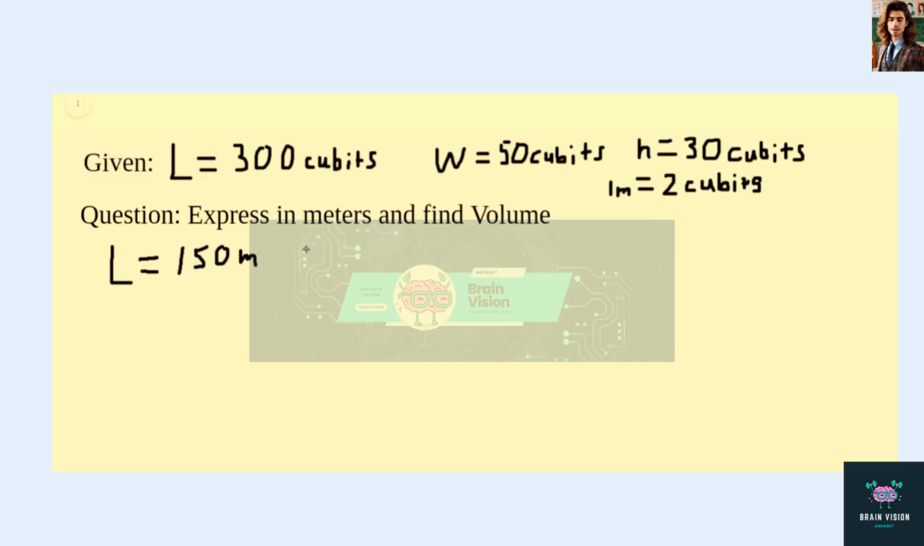All right, same thing for width. Width is 50 cubits. Well, to get that into meters, we divide by 2. 50 divided by 2 is simply 25 meters. And then lastly, h. Well, 30 cubits, 30 divided by 2 to put it into meters is 15 meters.